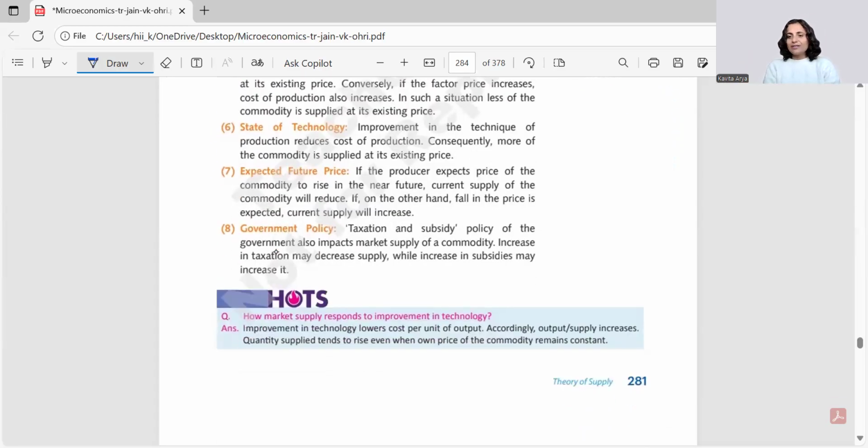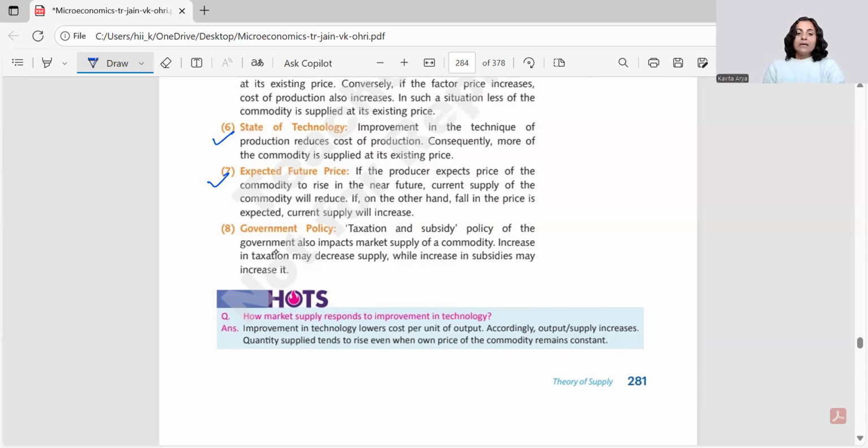Then the state of technology, very clear, simple. I hope you have also got to know: better technology, better supplies, because that simply results in low cost of production, and when cost of production falls, it relates to higher profits. Right. And then expected future price. This is a beautiful point, a trap at times for the students.